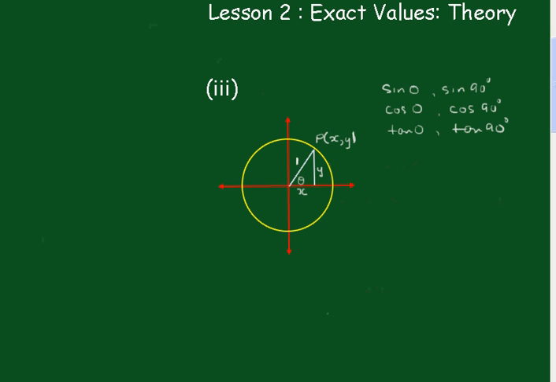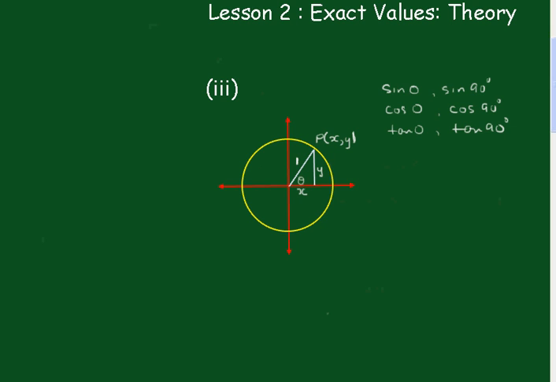Right, part 3. Now in this part we're going to find the exact values of sine 0, sine 90, cos 0, cos 90, tan 0, and tan 90, but tan 90 won't be an exact value. In fact, tan 90 goes towards infinity, as we'll find out. Okay, starting off with the sine.